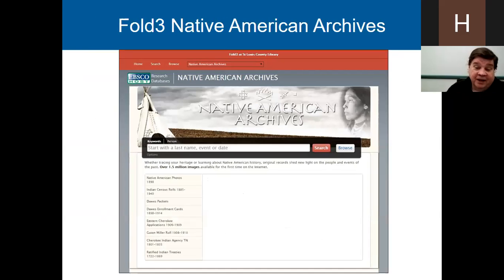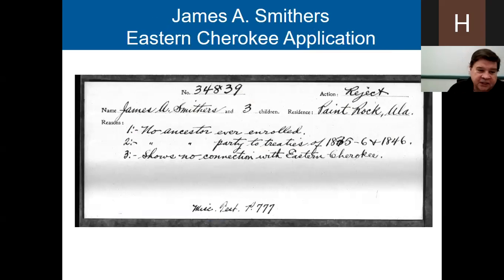Well, I went through one of our databases because one of the stories that this family had is that they had some Native American ancestry. And so there are some Native American resources on Fold3, and I thought I'm going to have a look at this. And so there was this Eastern Cherokee application. So I looked into it, and what do you know? James Smithers applied to be enrolled as a member of the Eastern Cherokee tribe. He was rejected.